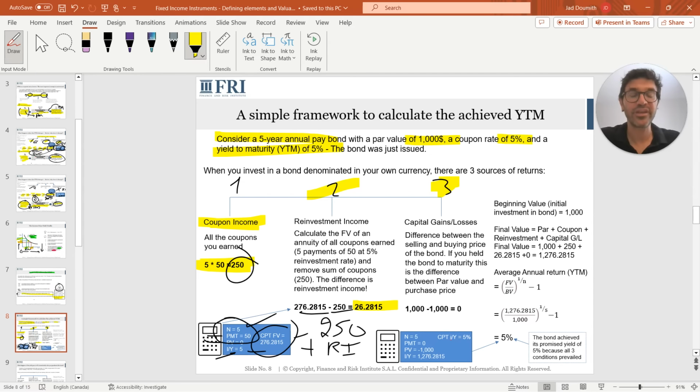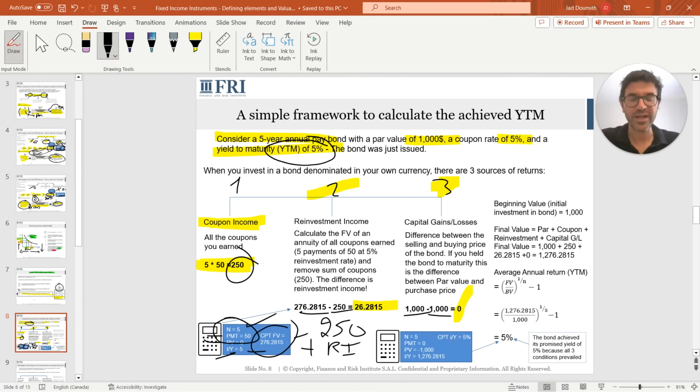Do we have any in this example? No. You bought the bond for 1,000. You waited until maturity, so you naturally were paid 1,000. 0 capital gain. In this example, there are no capital gains or losses. Now let's calculate together, guys, the actual profitability per annum on that bond, and let's check whether it is equal to the promised yield to maturity. Were we able to lock in that rate? Were we able to achieve the promised yield to maturity given that the 3 conditions prevailed?